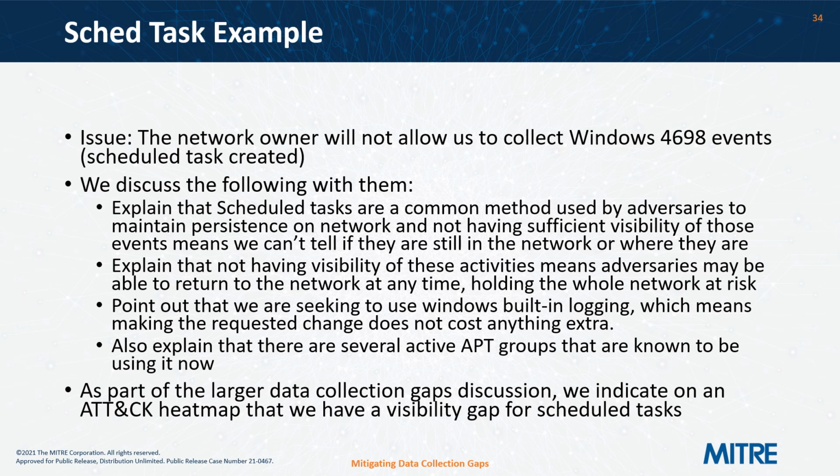Supporting this discussion, we bring an ATT&CK Navigator heat map showing the gaps we have identified, including the scheduled task gap. At the conclusion of the discussion, we have hopefully been able to persuade the network owner to modify the GPOs to collect the 4698 events.